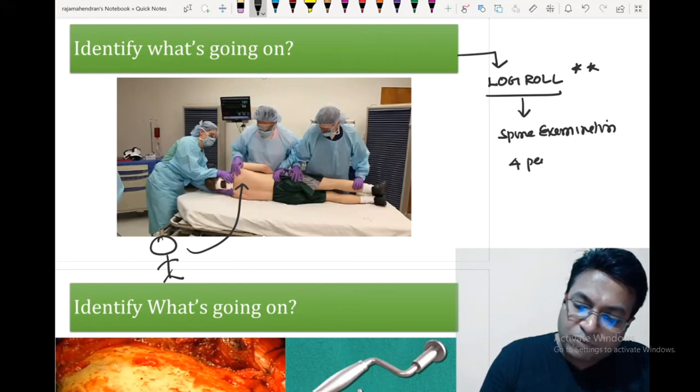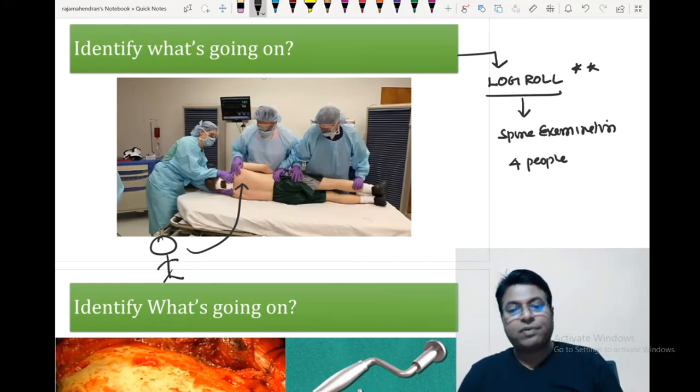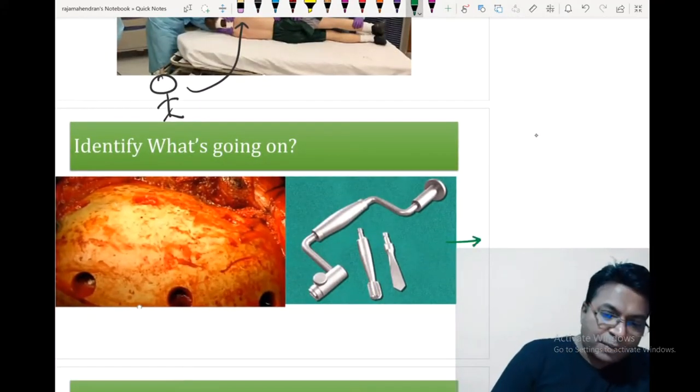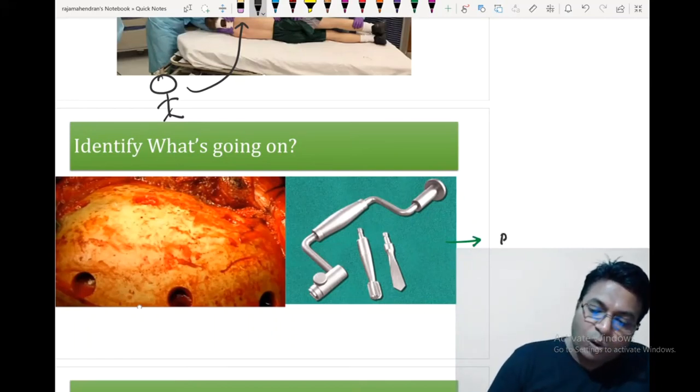We need 4 people for doing this test. Okay, it is mainly for spine examination. So what is going on in this image? Second image, this image. So I am going to show you some images and I am asking you what is being done. So you can see here, this is a burr hole.